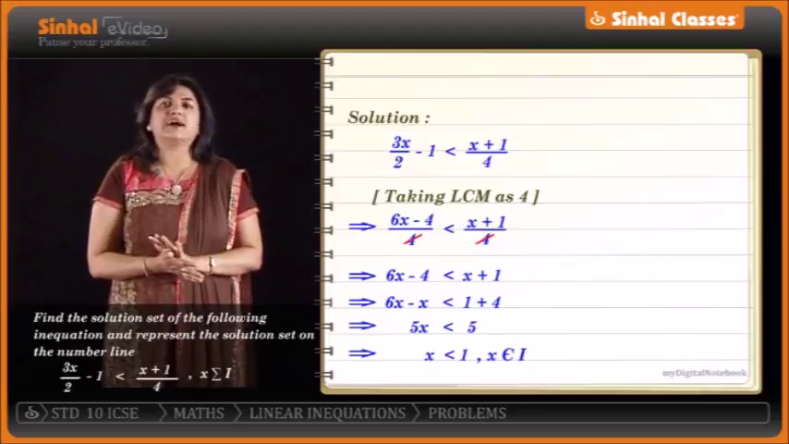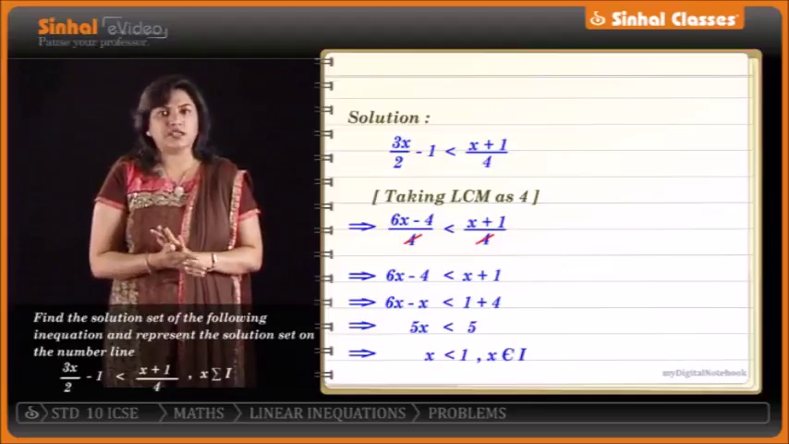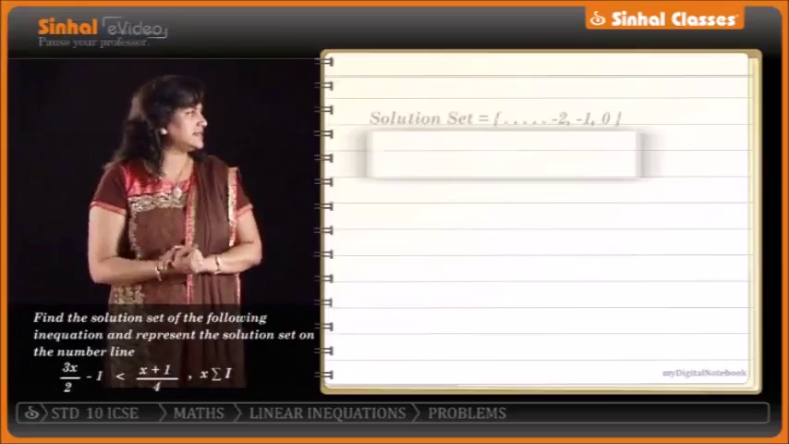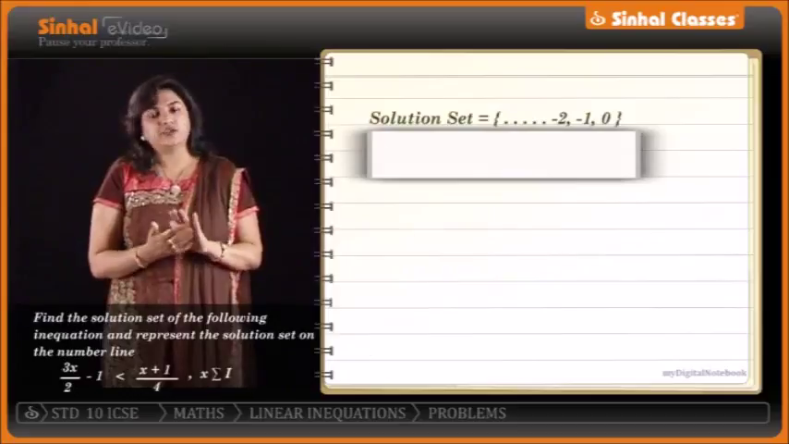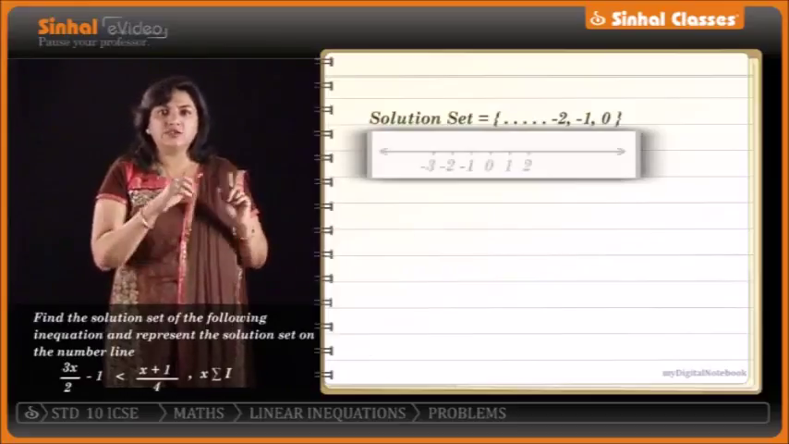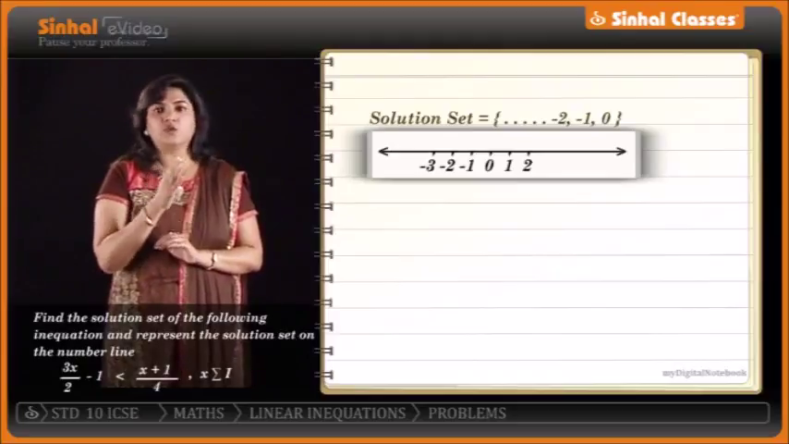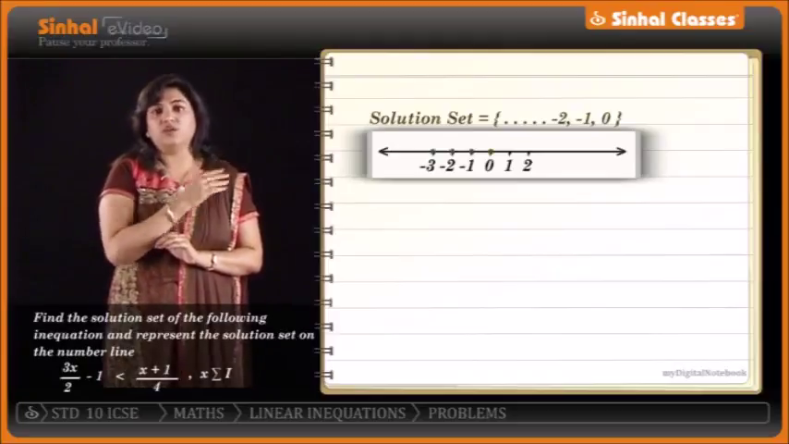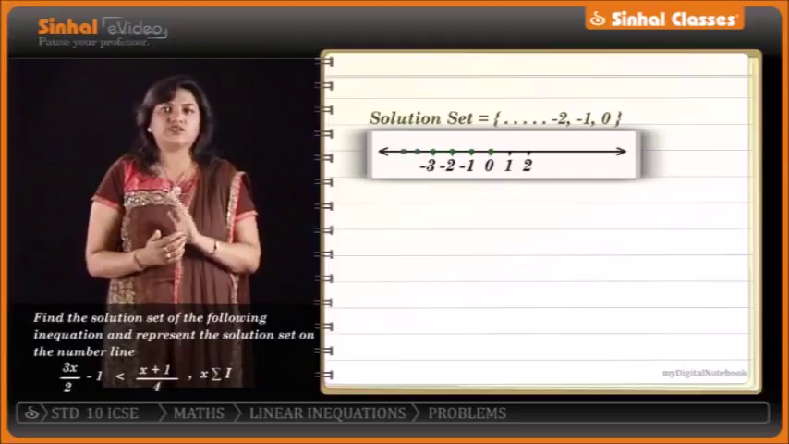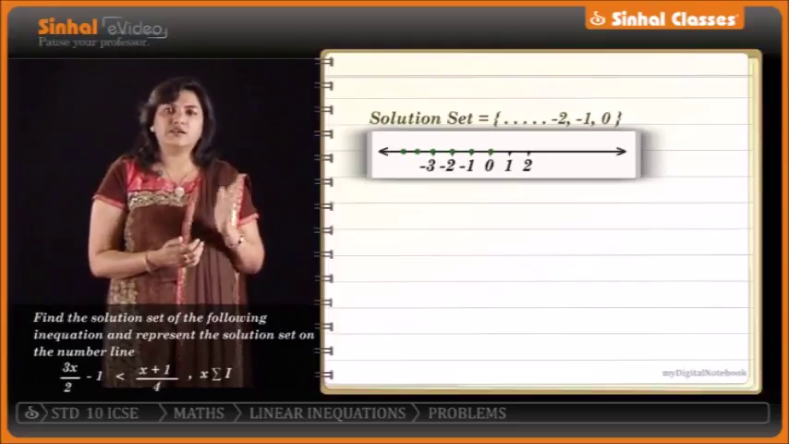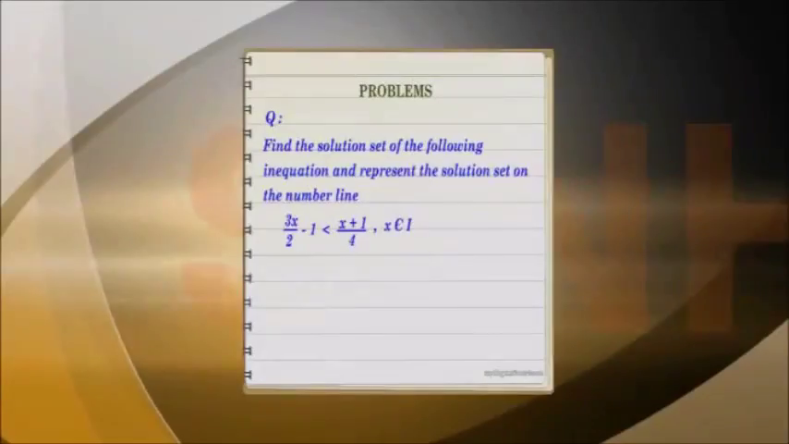Now here it is compulsory that we write down the solution set. So the solution set will be written as, now we need to draw the number line. So we draw the number line and we put dots on 0, minus 1, minus 2 and so on, and we will put 2 extra dots to show it is going up to infinity on the negative side.